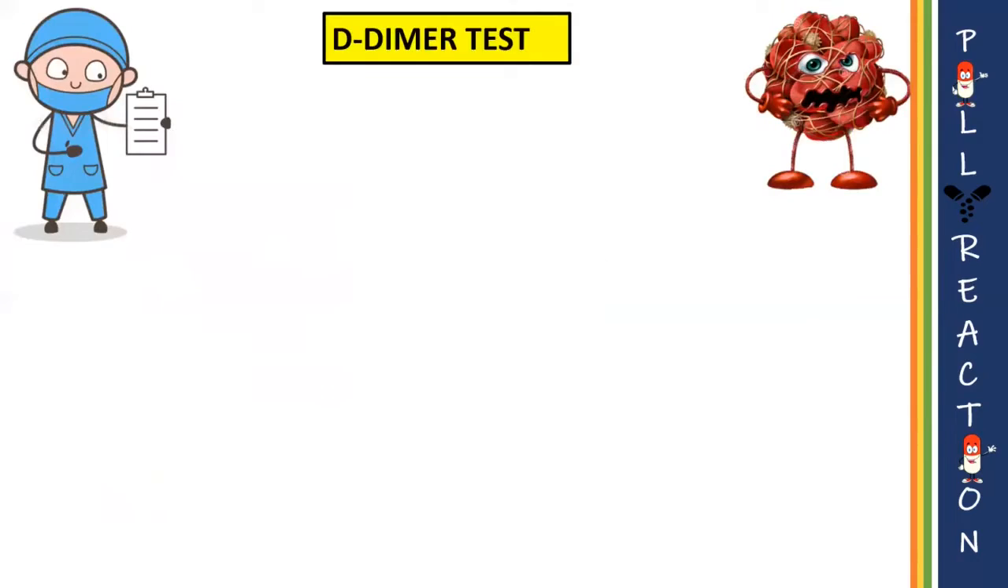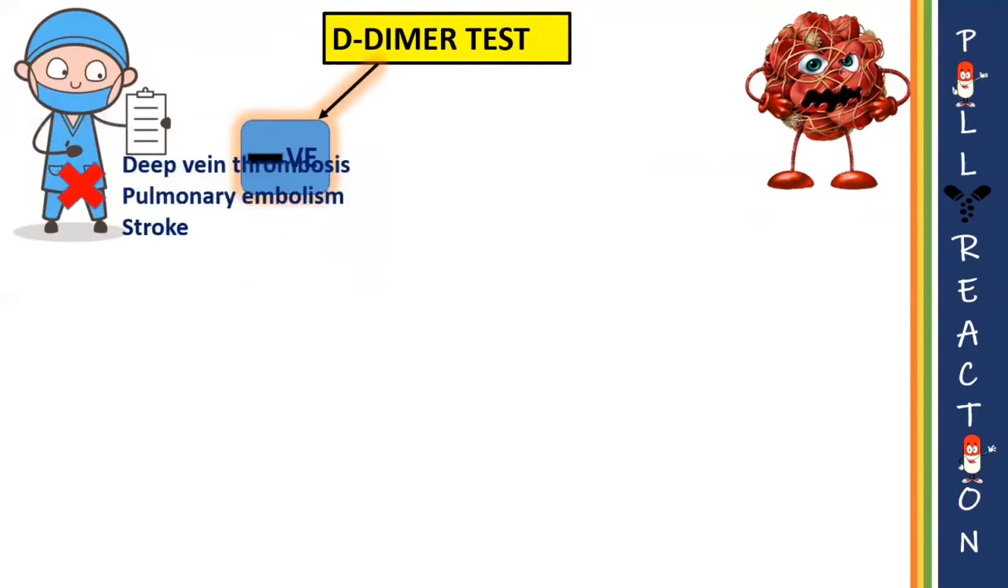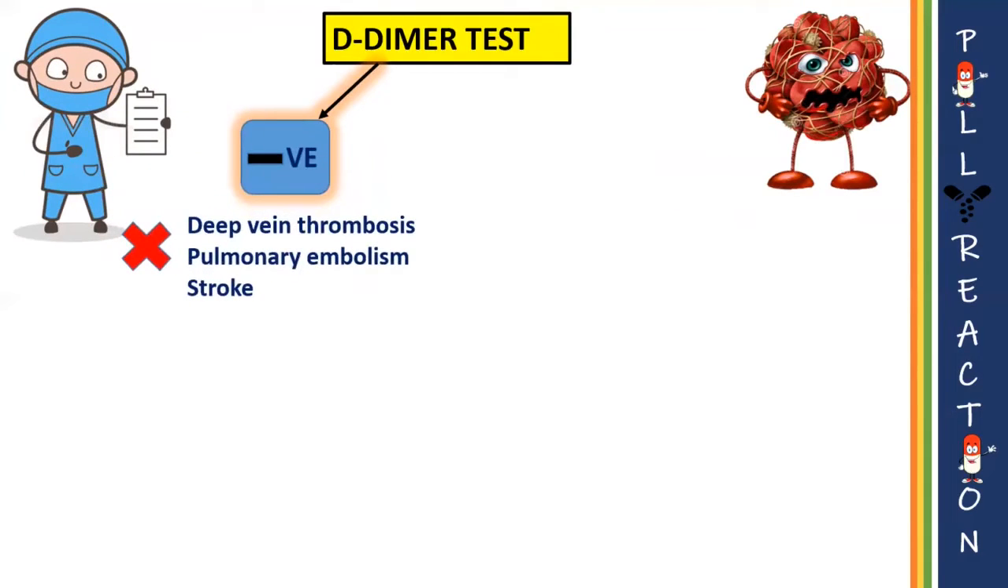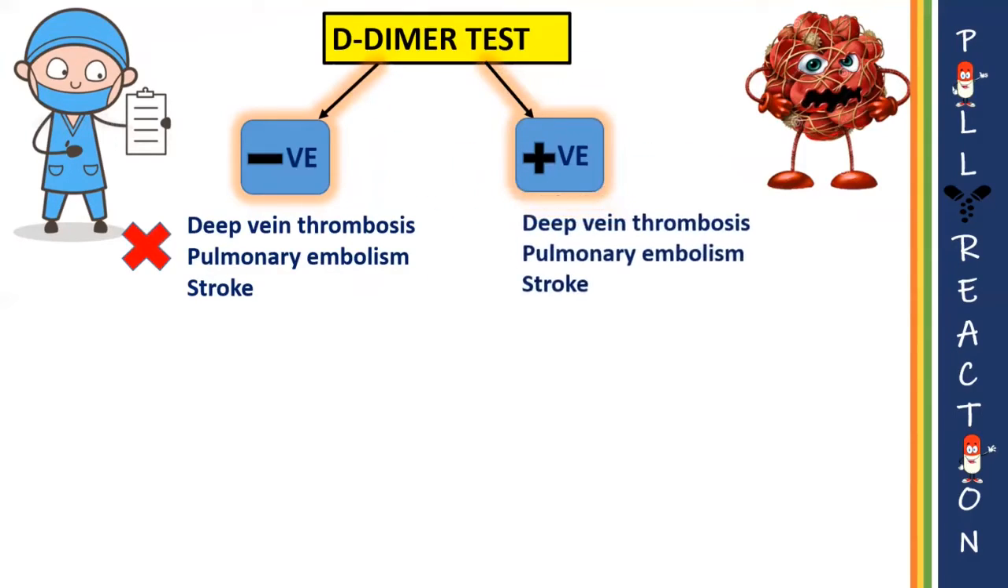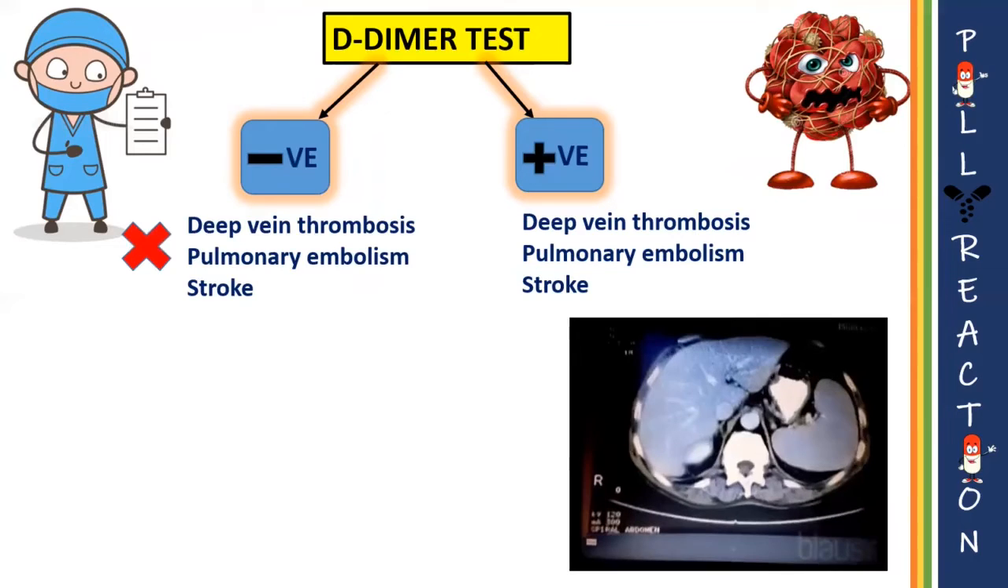Hence, this D-dimer acts as a marker to know the amount of clot that is formed inside a blood vessel. If we are getting a negative value in D-dimer, it says that thrombus is not there. Hence, the risk of deep vein thrombosis, stroke or MI is not there. If we are getting a positive value in the D-dimer test, it says that the thrombus is present. Hence, there is a risk of deep vein thrombosis, that is DVT, or a pulmonary embolism, stroke, or a myocardial infarction, which is confirmed by a CT scan.